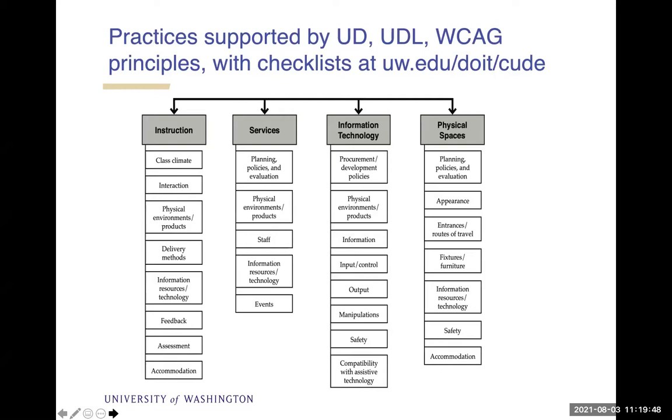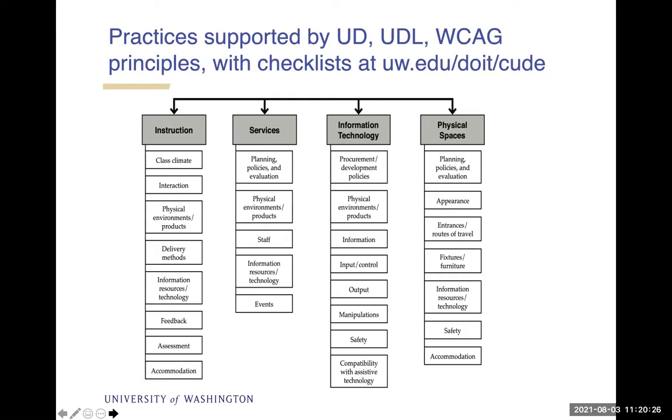So if we put all of these principles together, we can apply them to instruction, to services, to information technology, to physical spaces. On the image on the screen now, I talk about some of the categories of things that you would consider. What's important for this talk today is the one on instruction. The categories that I've selected are class climate: how do you make people feel welcome in your wording, the assignments that you give, the activities that you're hosting? How does it apply to interaction? How does it apply to physical environments and products?